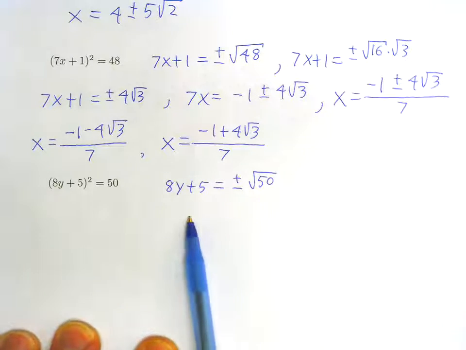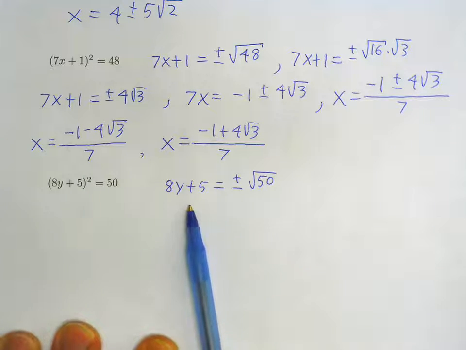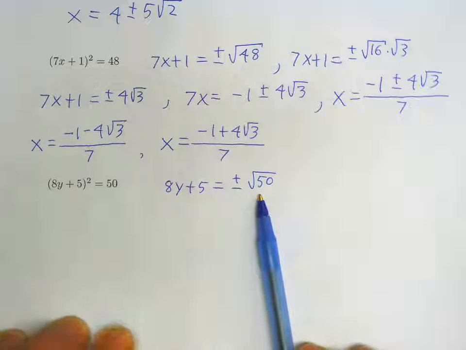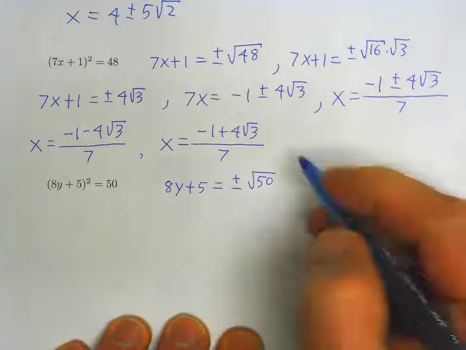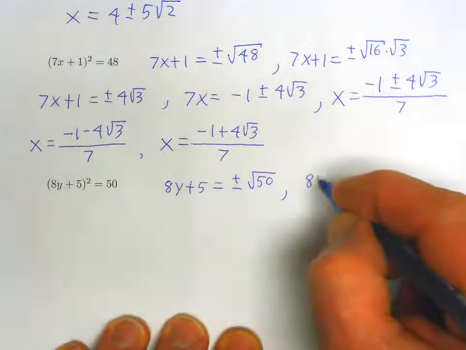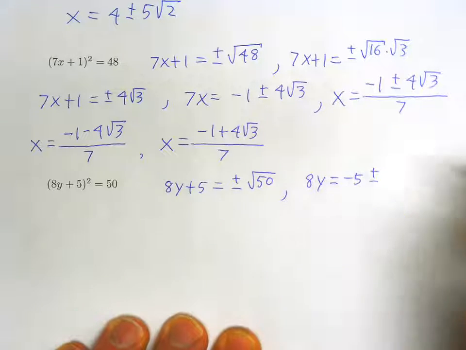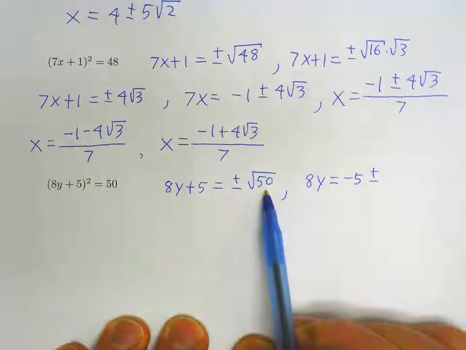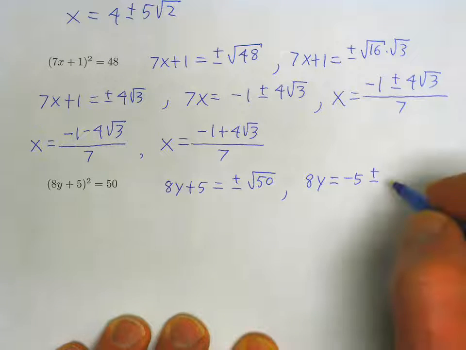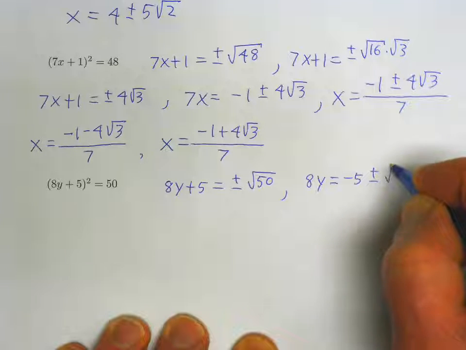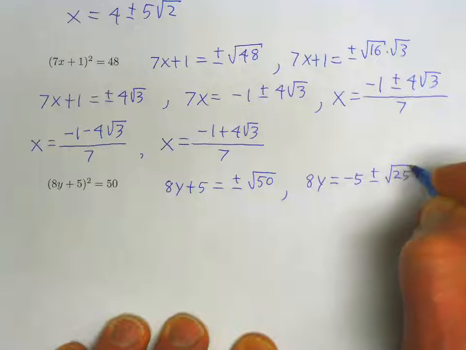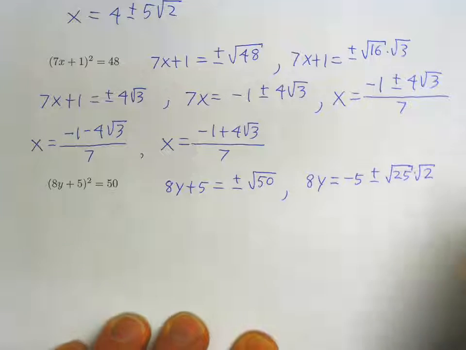This time in the next step, I'll do two things. I'll subtract 5 from both sides and also simplify the square root of 50. So we get 8y equals negative 5 plus and minus. The largest factor of 50 that's a perfect square is 25. 25 times 2 is 50. So we'll write this as plus and minus the square root of 25 times the square root of 2.